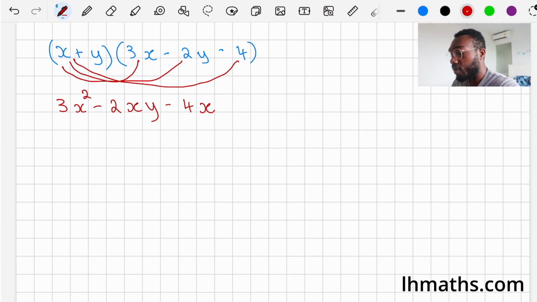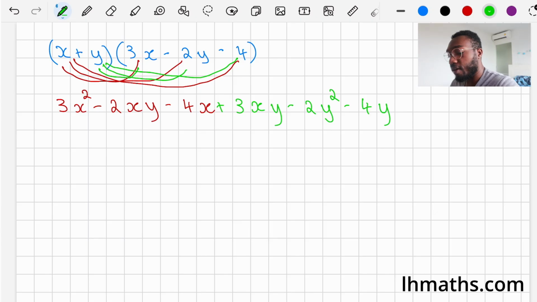Now we do the same thing with the y. So a y times a 3x is positive 3xy. And then we also have the y times a minus 2y, which is minus 2y squared. And then we also have that same y, and that is times by minus 4. So that will give us a minus 4y.